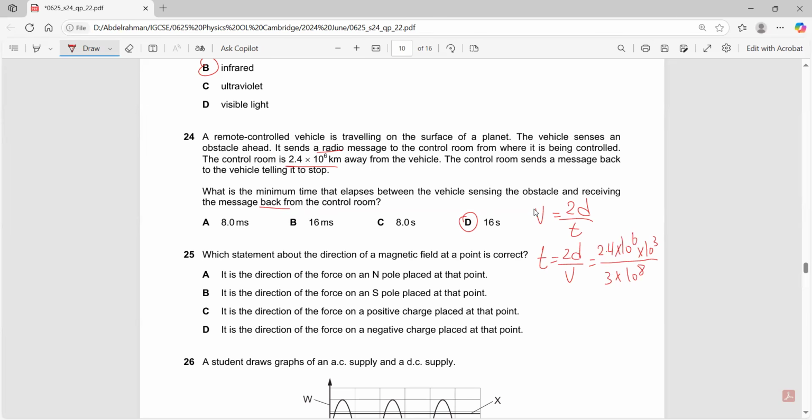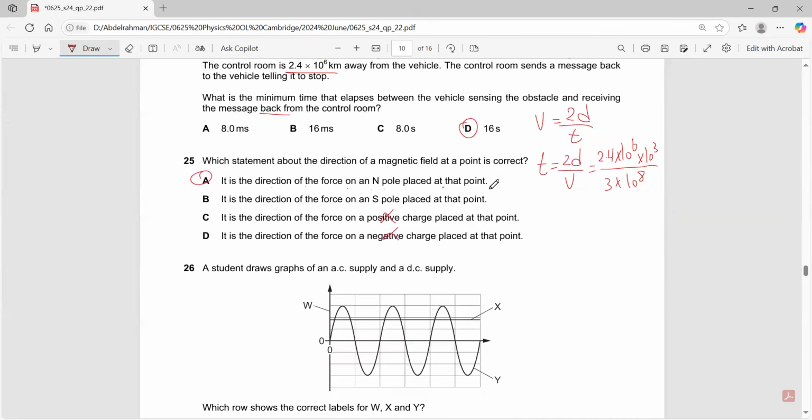25. Which statement about the direction of the magnetic field at a point is correct? It is the direction of the force on a north pole placed at that point. Yes, it is. This is the magnetic field. We're not talking about charges. We're not talking about the electric field.